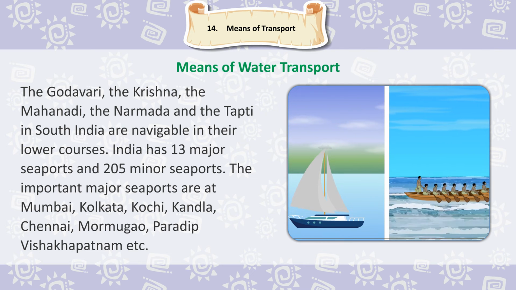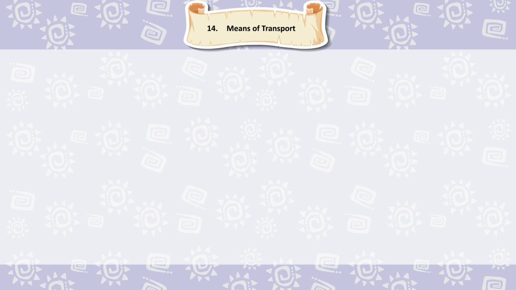India has 13 major seaports and 205 minor seaports. The important major seaports are at Mumbai, Kolkata, Kochi, Kandla, Chennai, Mormugao, Paradeep, and Vishakhapatnam, etc.